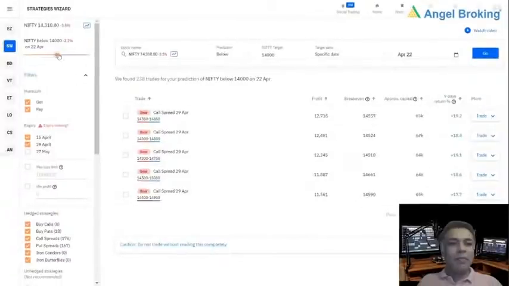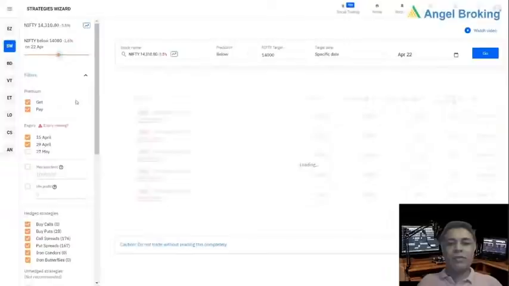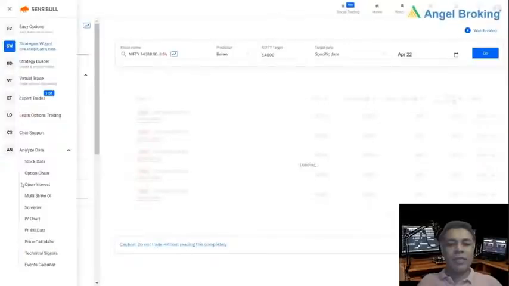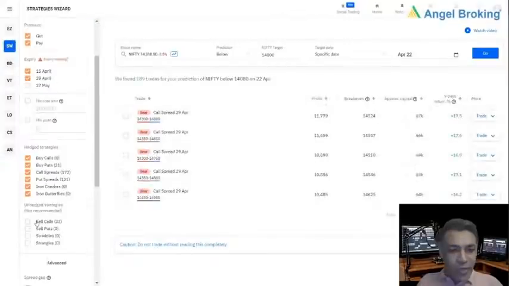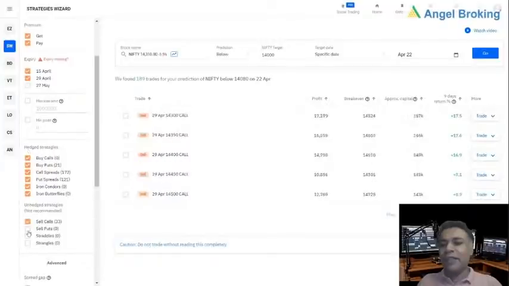You can even play around like, okay, what if it goes to 14,100 by April 22nd? What's my best option? You can choose which kind of trades you want to do. You can do hedge trades, unhedged trade, you can do anything you want, and we basically try and give you the best possible option for your trade, for your prediction.